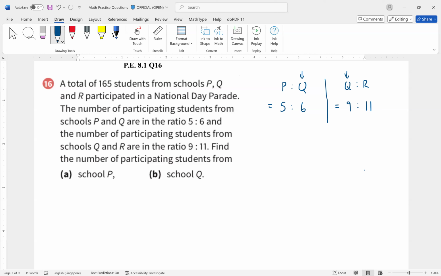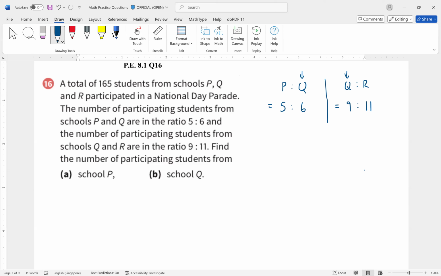So what we want to do now is make this 6 and the 9 become the same number. Then after that, we will be able to combine the ratios of the three schools together. Because the 6 units in the first ratio represents the same number of students as the 9 units in the second ratio. So in order to combine the two ratios together, we need to make these two numbers the same.